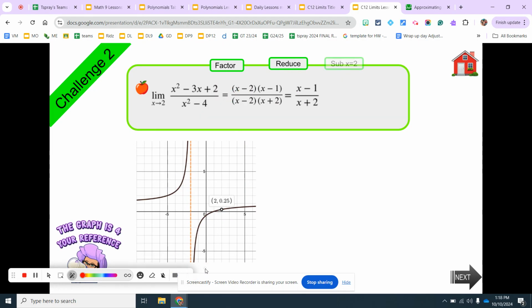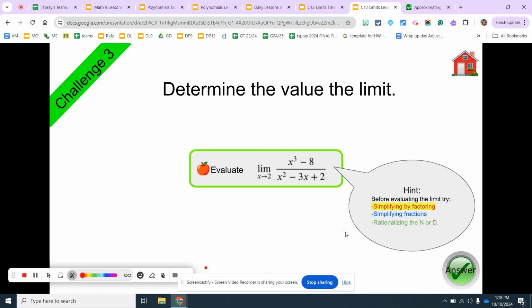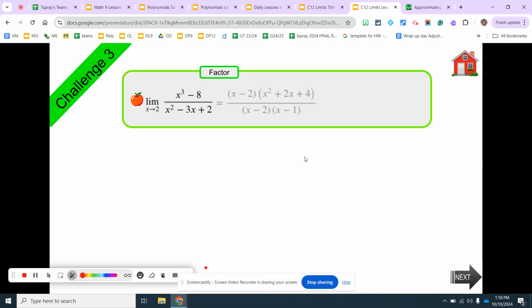Okay, let's take a look at the next challenge. This one says determine the value of, that should have said, the limit. Same move here, friends. We're going to simplify by factoring first. And I think we're good with that. We know how to factor a difference of cubes.